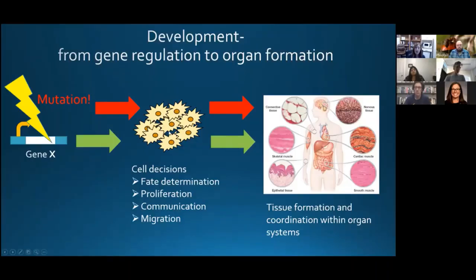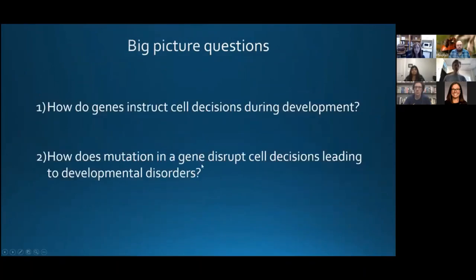So in my lab, we're interested in kind of studying both sides of this same coin and really asking a couple big picture questions then. First is, how do genes instruct cell decisions during development? And then the second, how does mutation in a particular gene disrupt those cell decisions, leading to developmental disorders?